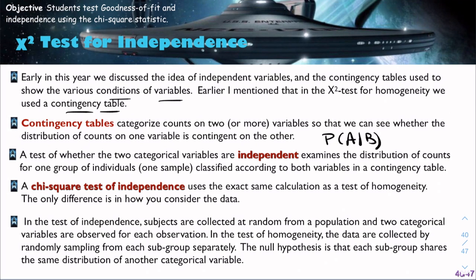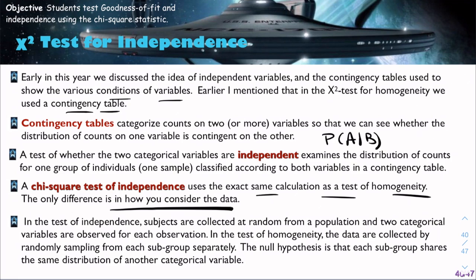A test of whether the two categorical variables are independent examines the distribution of counts for one group of individuals, so one sample, classified according to both variables in the contingency table. A chi-square test of independence uses the exact same calculation as a test of homogeneity. The only difference is how you consider the data. So let's get a little more specific.